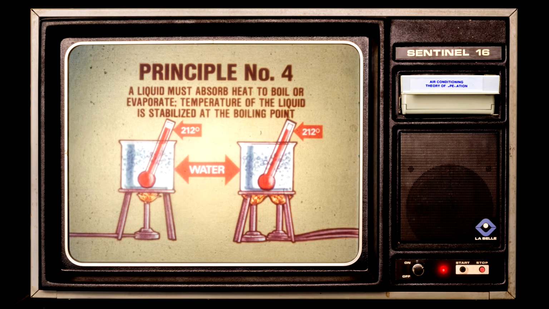Principle number 4. A liquid must absorb heat in order to boil or evaporate. The temperature of the liquid is stabilized at the boiling point. Here, we're boiling water, which boils at 212 degrees Fahrenheit at sea level. If we added additional heat now, the water would only boil more rapidly. Remember, the temperature of the boiling liquid never exceeds the boiling point because heat loss is always equal to heat input. The heat is simply carried away by the gas. In our water example, the gas formed is steam.